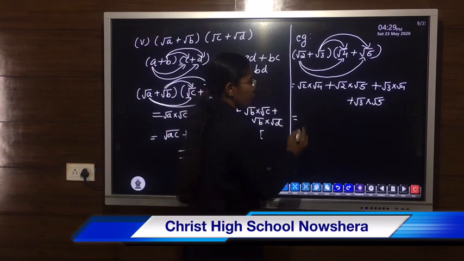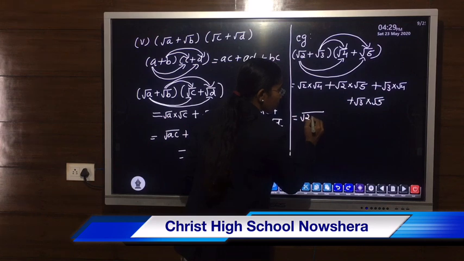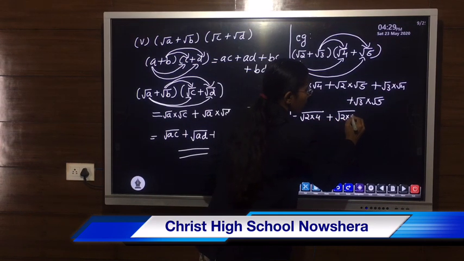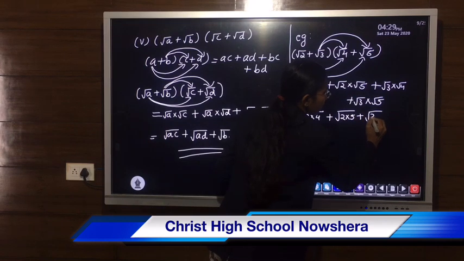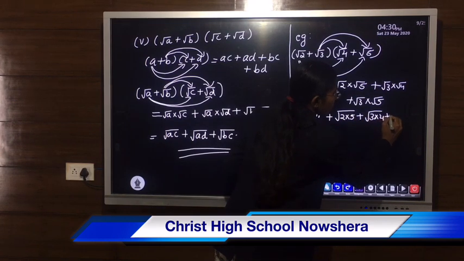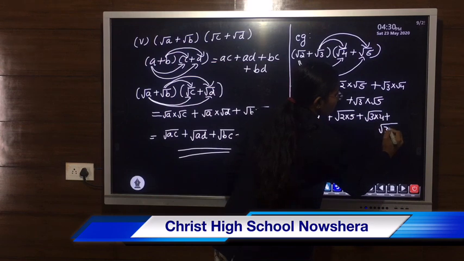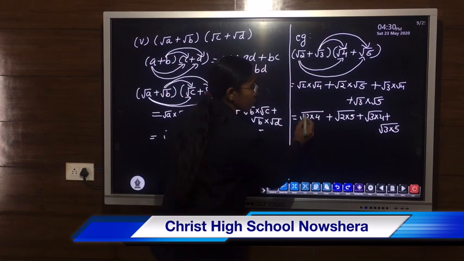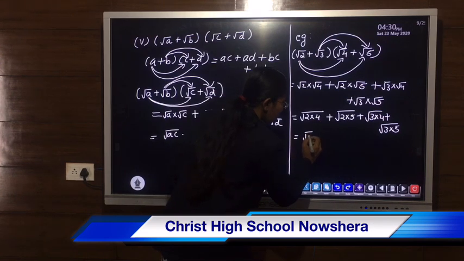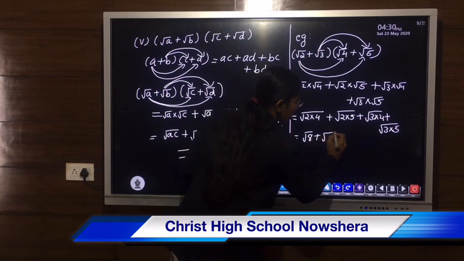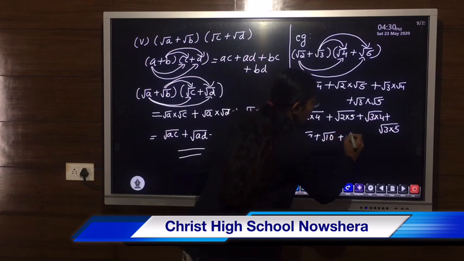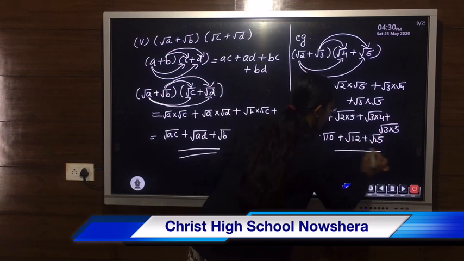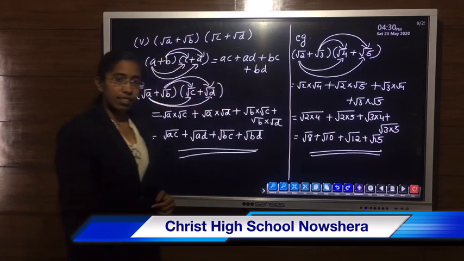Root 2 into 4 we can write like this: root 2 into 4 plus root 2 into 5 plus root 3 into 4 plus root 3 into 5. That is equal to 2 into 4 is 8, that is root 8 plus root 10 plus root 12 plus root 15. So this is our answer.